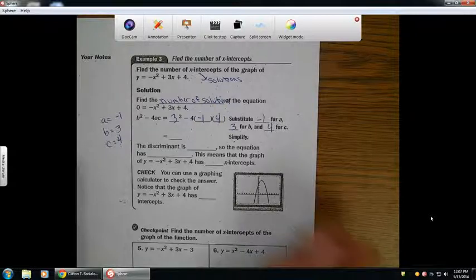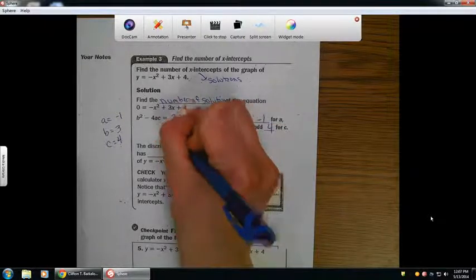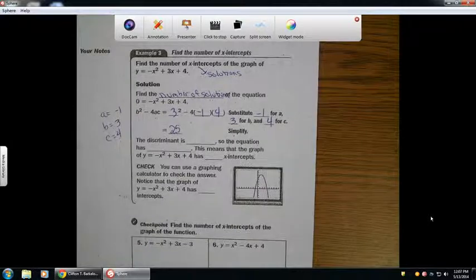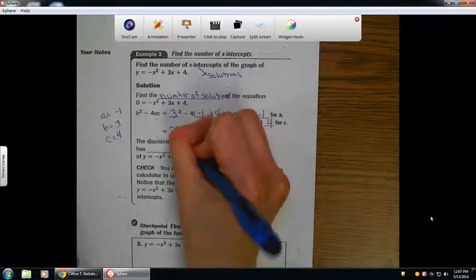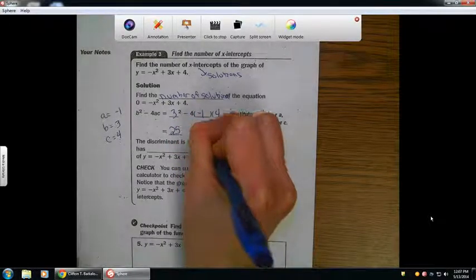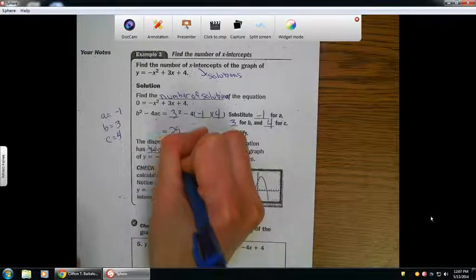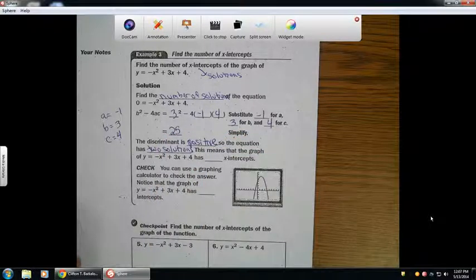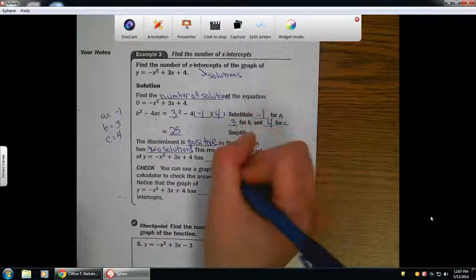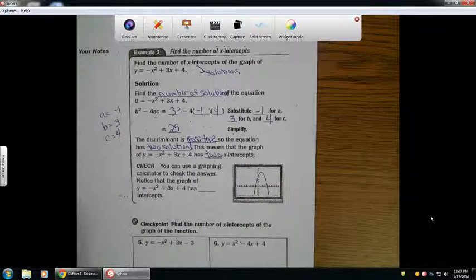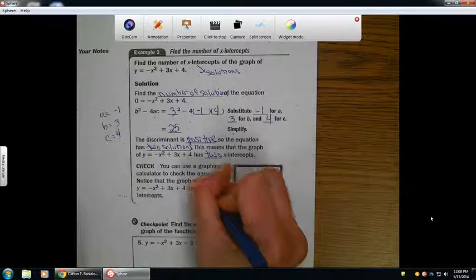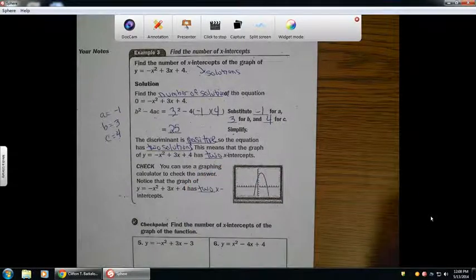When you come back, you should have gotten the discriminant of 25, meaning the discriminant is positive. Therefore, we have 2 solutions. If you have 2 solutions, that means that we have 2 x-intercepts. And check it by graphing the equation on your graphing calculator. And when you do that, you should see that we have 2 x-intercepts. So pause it with your partners. I'd like you to do numbers 5 and 6.